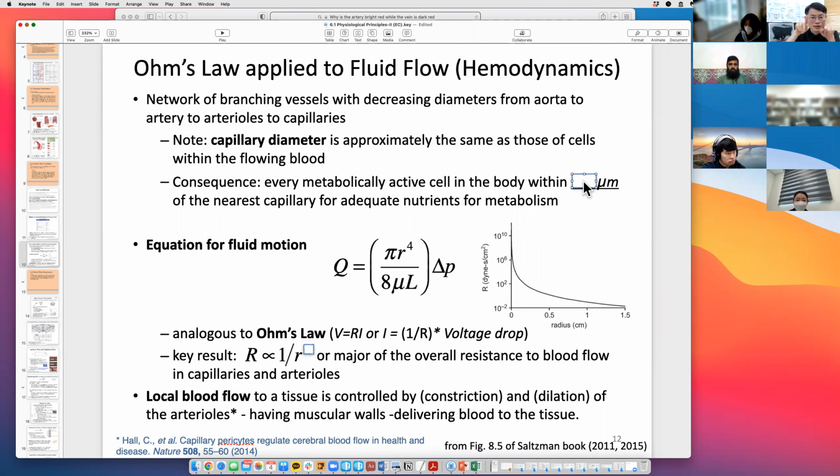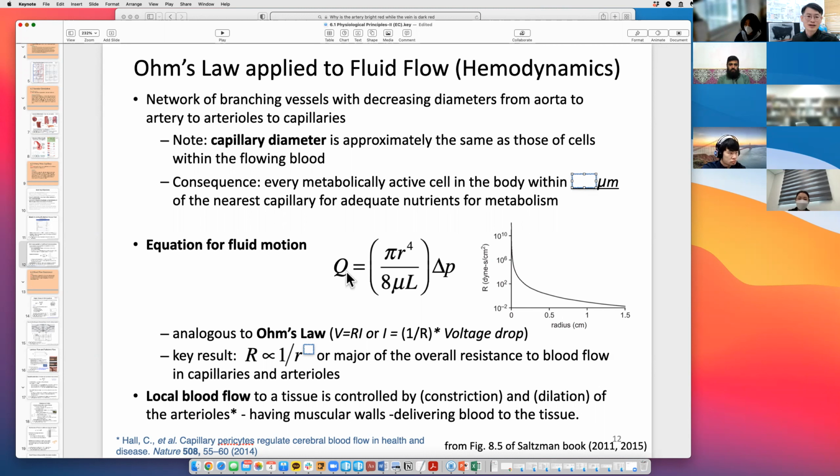You can guess the diffusion distance is more like an exponential decay, so you have to be within it. The brain is known to have the most active cells in our body, along with the heart. So you can imagine their distances from the nearest capillary have to be shorter than 100 microns.